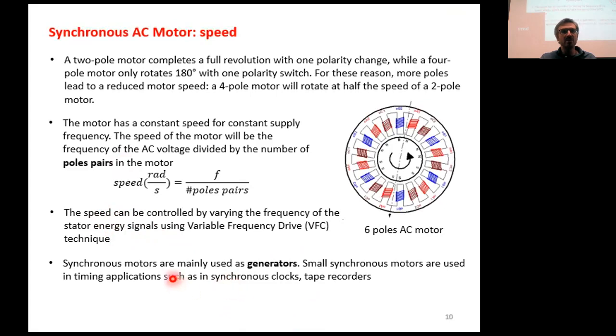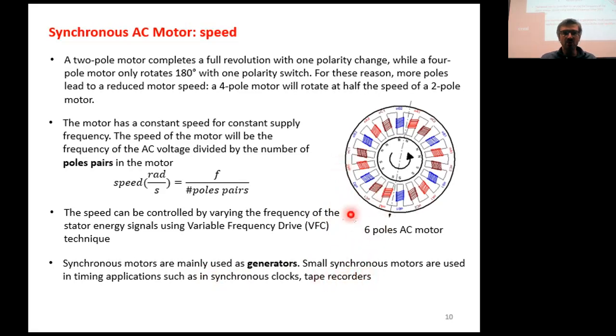And these synchronous motors are mainly used as generators. If you do the opposite of what we do, rather than supply energy and transform it into mechanical power, you move the shaft, you apply a torque to the shaft, and you can generate electric energy. So these motors are bidirectional. All the motors actually are bidirectional. They can work as generators. You just need to be careful to apply a torque on the shaft, and the motor will regenerate electrical energy.